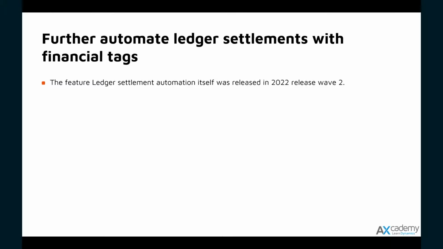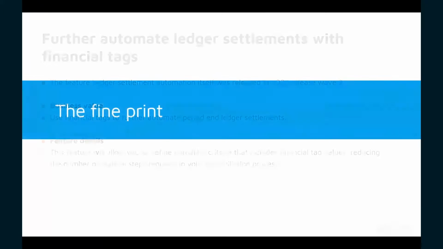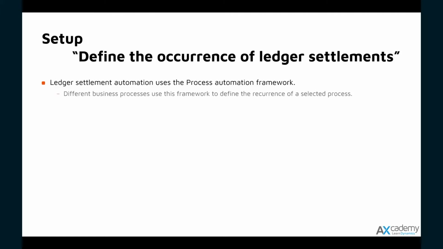Automatic ledger settlement was in release wave 2, and that is, of course, when we get to this in April, hopefully, then we could use financial tags to automate the ledger settlement, like period end or whatever we like to do. I really think that is great. Okay. The fine print, well, how you actually configure this. We use the process automation framework, a nice and friendly kind of workflow thing in here, just smarter.